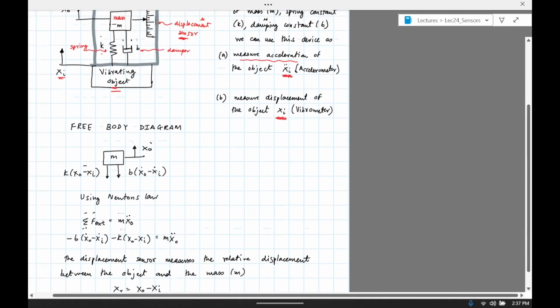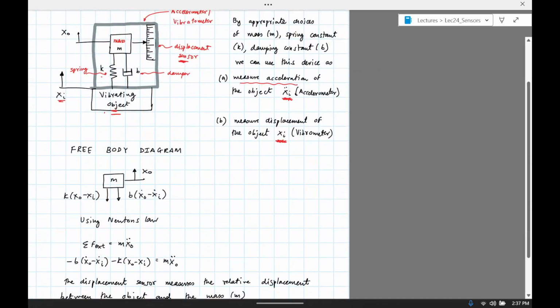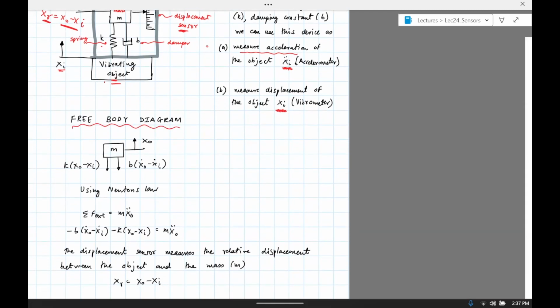In order to derive an expression which shows how the acceleration of the object is related to the displacement on the scale, let's call that XR, which is XO minus XI. XO minus XI, the difference between the absolute motion of the mass and the object, is the relative displacement, and that is measured by the displacement sensor. For that, we need to use a free body diagram of the mass. This shows the spring and the damping force. Then we use Newton's law, which says that the external force is mass times acceleration. So the damping term plus the spring term equals m x double dot.